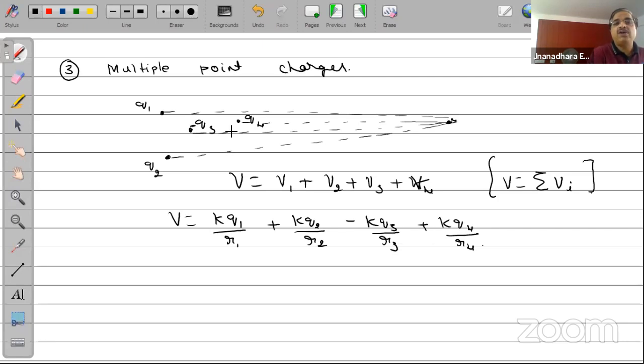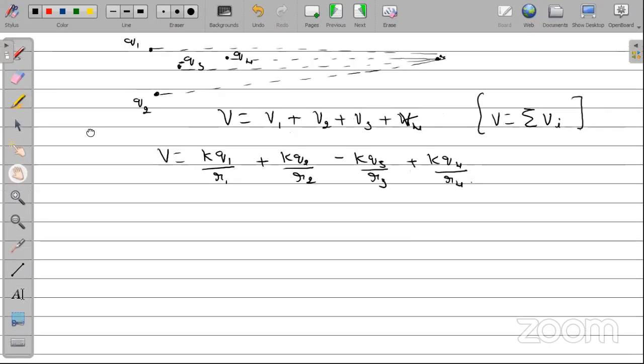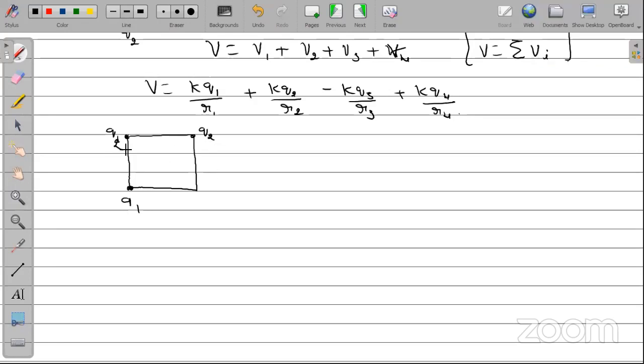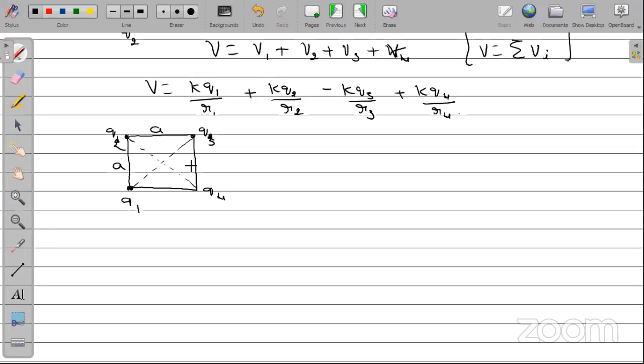And you will find a lot of questions will be asked on these multiple charges. They'll be given in different configurations, like for example, this. I will not work out this problem; I will do it later. It is anyway there in the question later on. Q1, Q2, Q3, and Q4 are charges, let us say, placed on a square of side A.